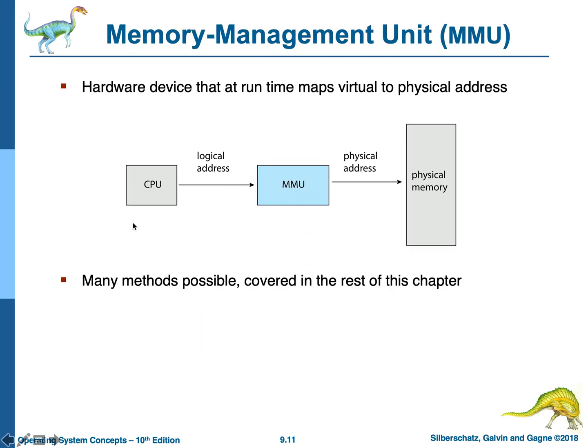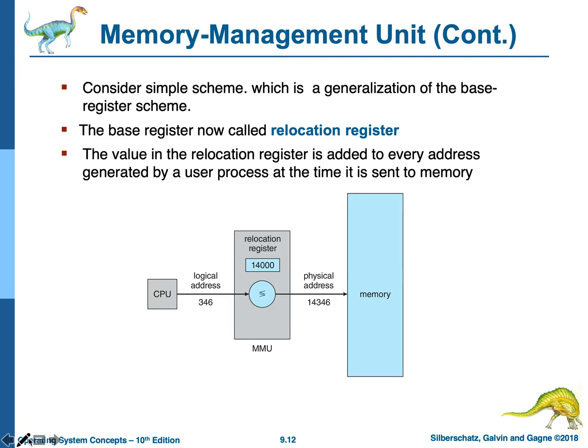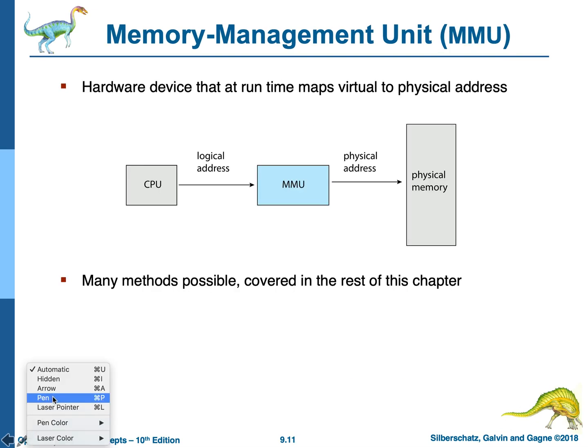Okay, so here's the MMU already. The MMU is shown in this picture. That is a hardware device that at runtime manages the addresses coming from the CPU to the physical address. Okay, the physical address over the physical memory. So this is what memory management is.